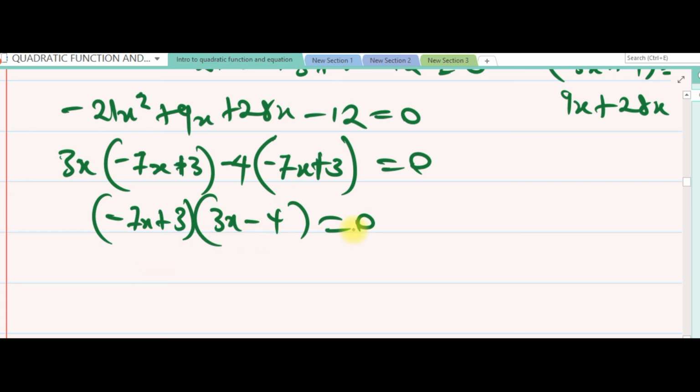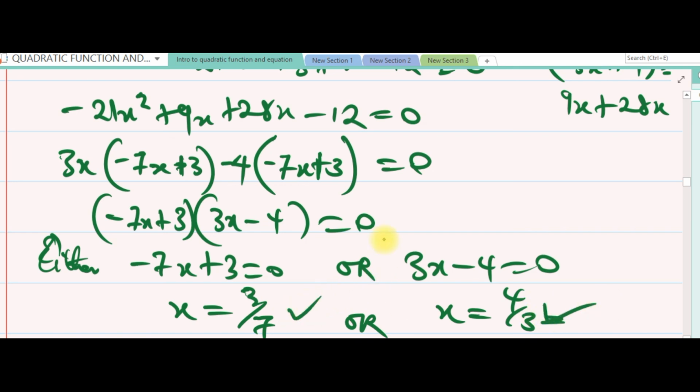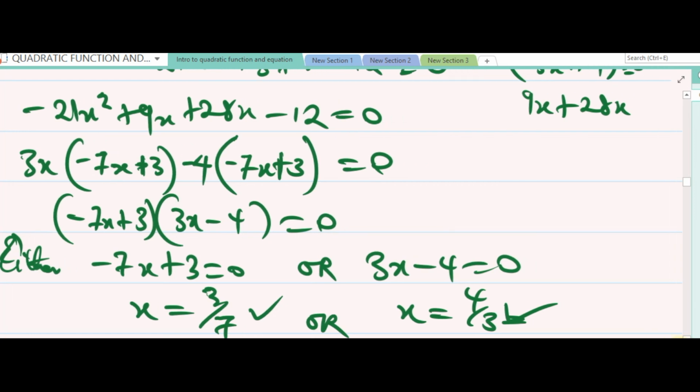So the product of two numbers to be 0, I told you, is either the first one is 0, so either minus 7x plus 3 is 0, or 3x minus 4 is 0. So our answer is x equals 3 over 7, or x equals 4 over 3. So these are the two answers, either this or this. It has only two values. If you substitute it in the original equation, the answer is 0.